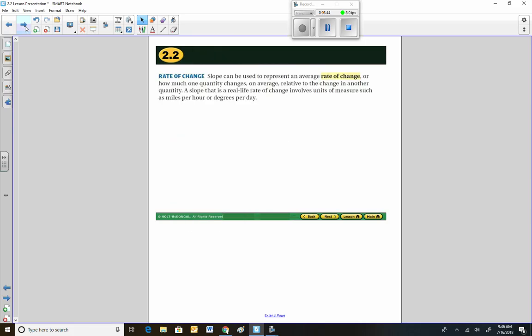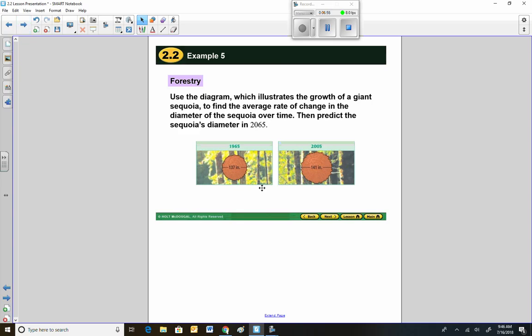All right, rate of change is the same thing as slope. Okay, so please don't get confused. Rate of change is the same thing that they're asking you for, a slope. So let's take a look.